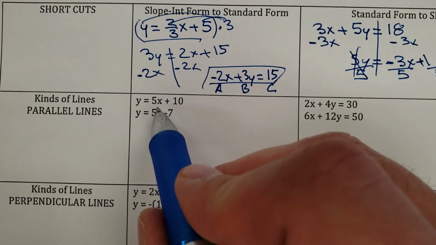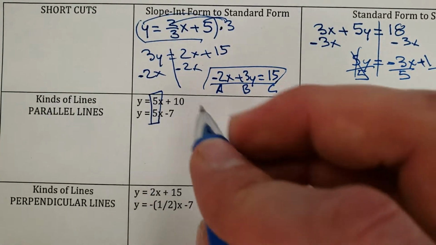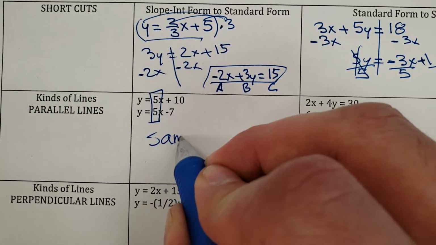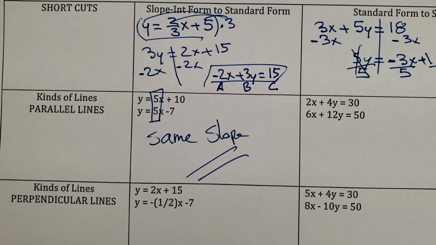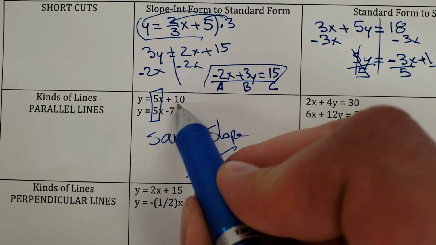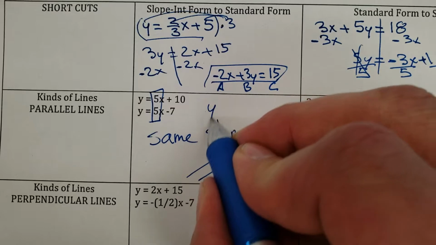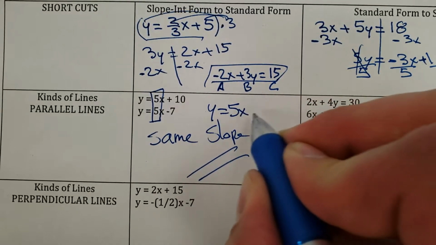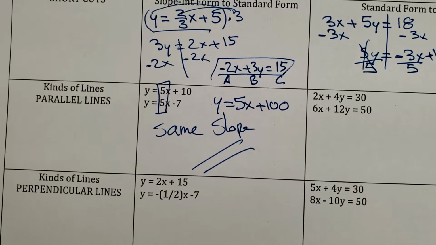Well, again, slope-intercept form is probably one of the best forms because right away you can see, oh look, there's the same slope. Boom, same slope means they're parallel. Okay, 5x, 5x, they just have different y-intercepts. That's totally fine. So if I wanted to make another equation that's parallel to these, y equals 5x plus whatever I want. How about plus 100? It doesn't matter. All three of those lines are going to be parallel because they get the same slope.